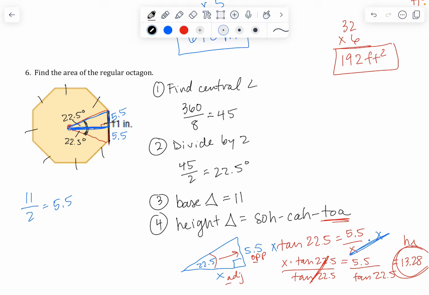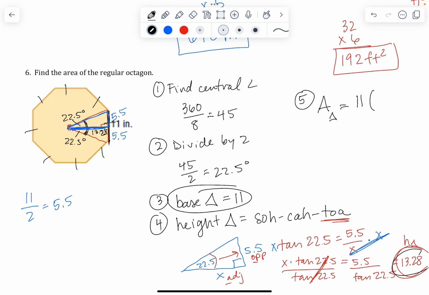Okay, so that was tons of work, but we're still not done. Our next step is now we know the base and the height of our triangle. This height is 13.28. I'm going to put it on my picture there. You get the idea. So, area of our triangle. Remember, the base is 11. The height, 13.28. Base times height divided by 2 gives us the area of a triangle. That turns out to be 73.03 inches squared.